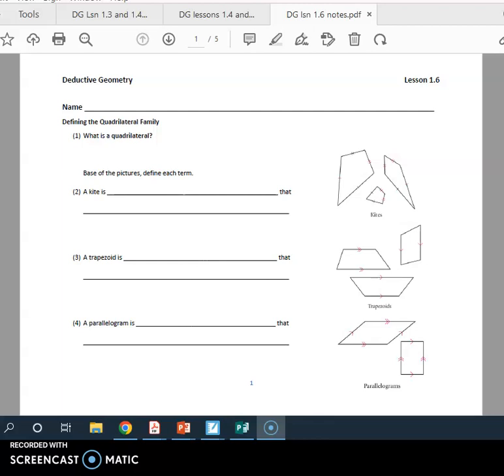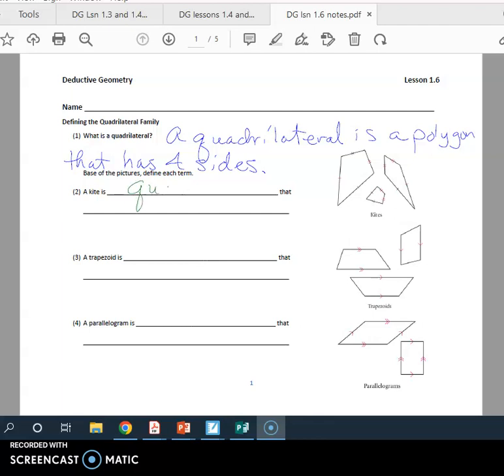All right, so a quadrilateral is a polygon. We talked about polygon in the last lesson. And what does it have? It has 4 sides. So all the shapes we're going to talk about today are polygons that have 4 sides, and each of them has something that's unique, which gives it the name they have. So a kite is a quadrilateral because it does have 4 sides.